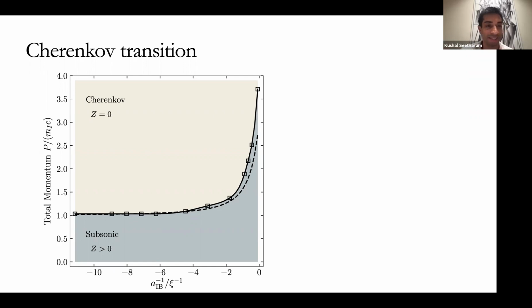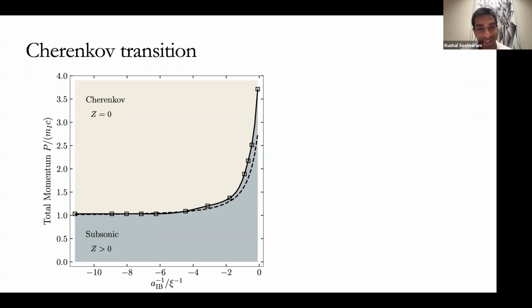On the y-axis is the total momentum of the system given in units of the bare impurity mass times the condensate speed of sound. And the current plot is one of the ground state. And then I'll show you what happens with dynamics in a moment. So this is just computing the ground state energy of the system through a variational method for varying values of these parameters. And we find that there's a discontinuity in the second derivative of the energy, where it ends up for small enough momentum having a quadratic dispersion, and then switches to having a linear dispersion.